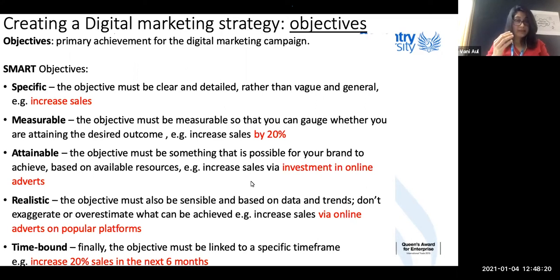By investment in online AdWords, and making it realistic by investing in online AdWords on popular platforms where the sales can actually happen. And it should be time bound as well. So increase 20% sales in the next 6 months.